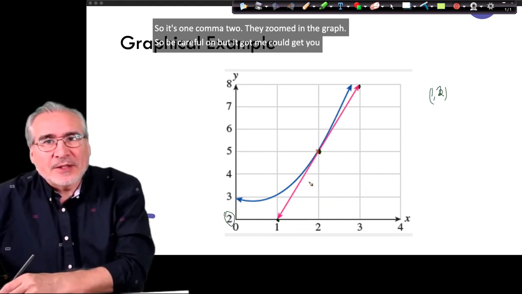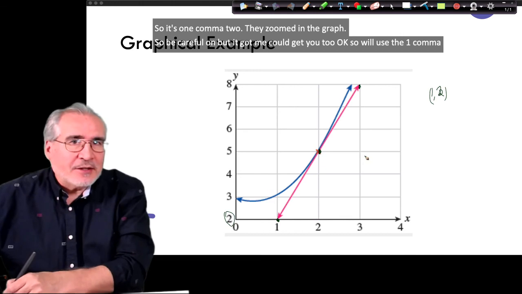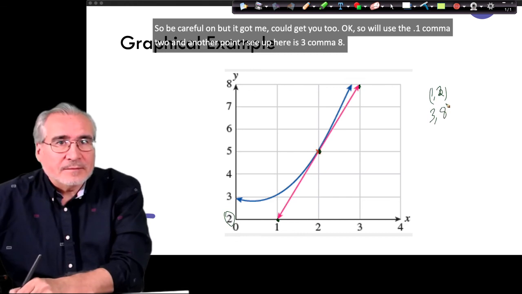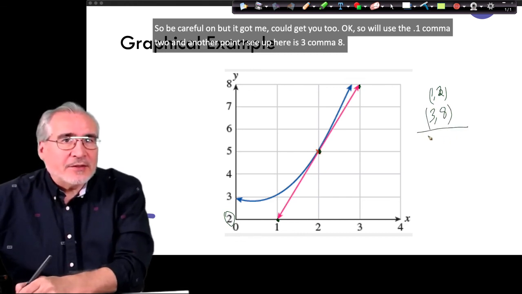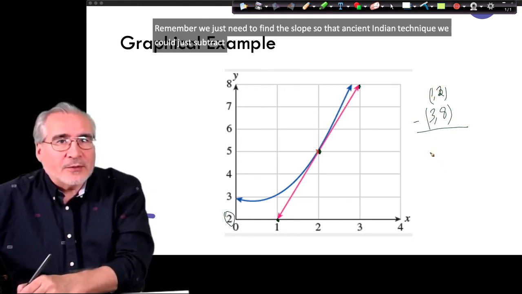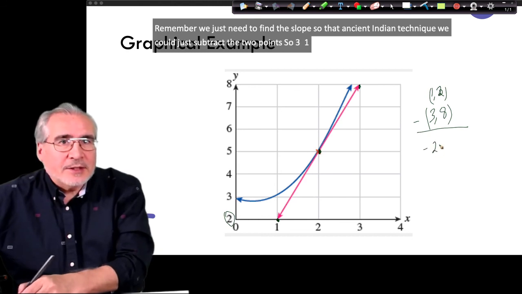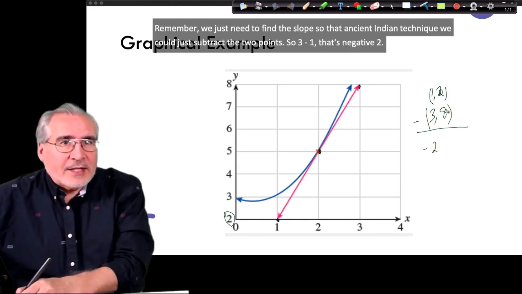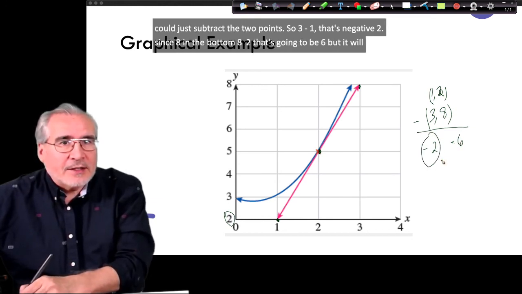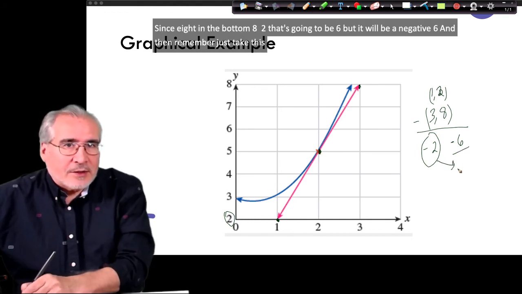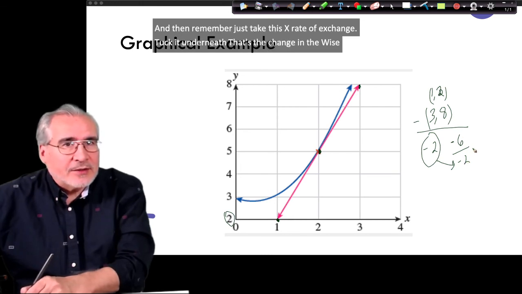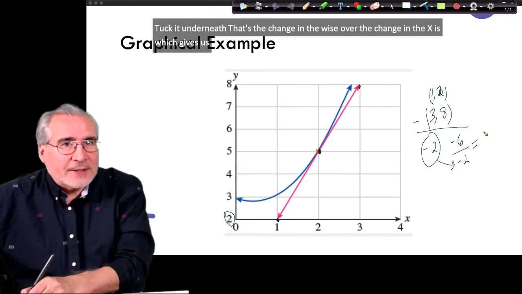Okay, so we'll use the point 1, 2. And another point I see up here is 3, 8. Remember, we just need to find the slope, so that ancient Indian technique, we could just subtract the 2 points. So 3 minus 1, well, that's -2. Since 8's in the bottom, 8 minus 2, that's going to be 6, but it'll be a -6. And then remember, just take this x change, tuck it underneath. That's the change in the y's over the change in the x's, which gives us a +3.